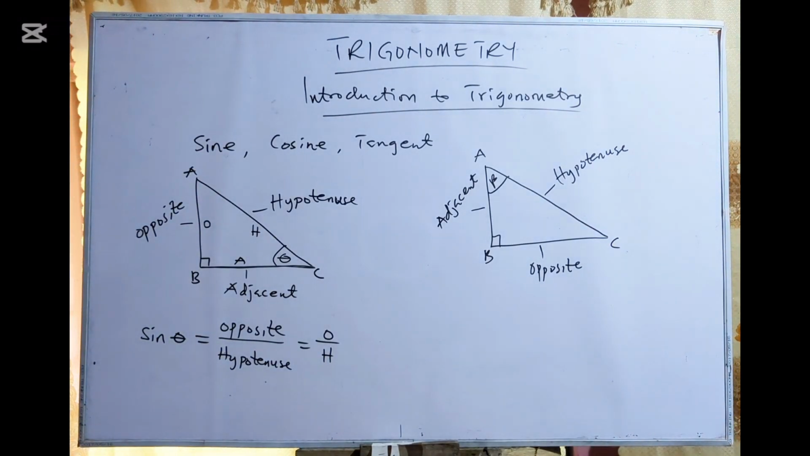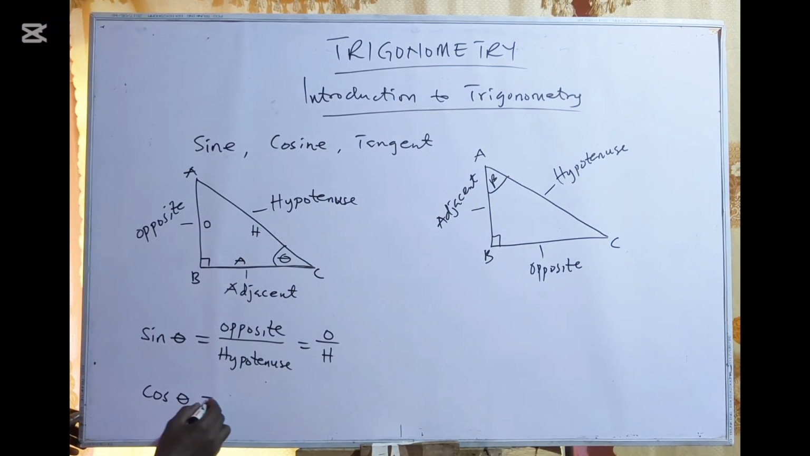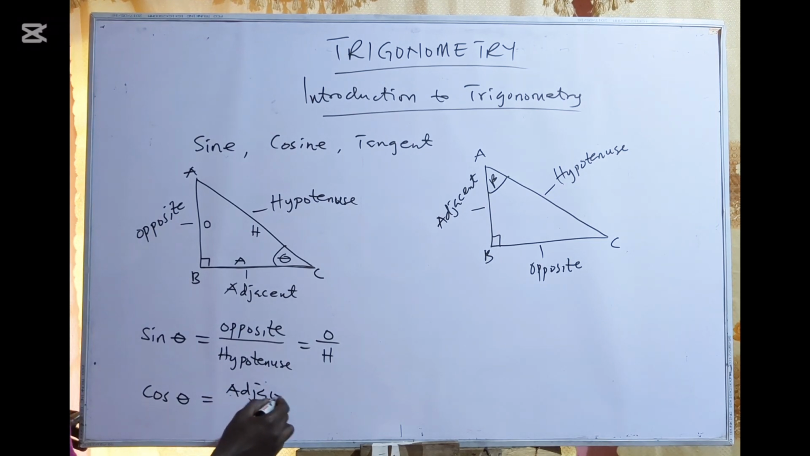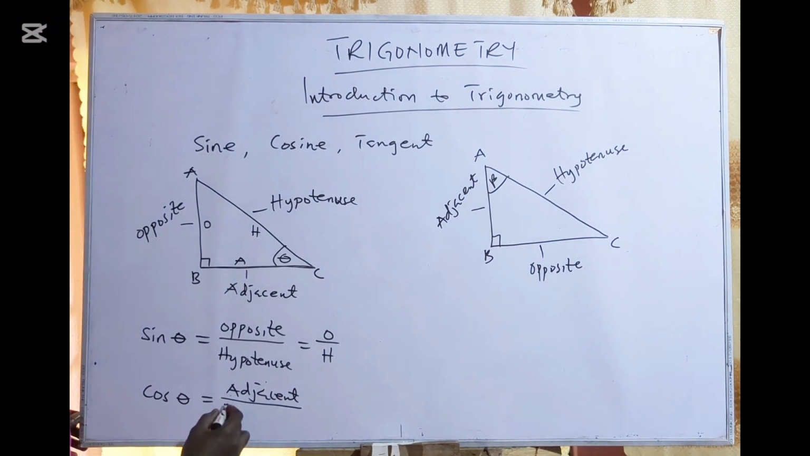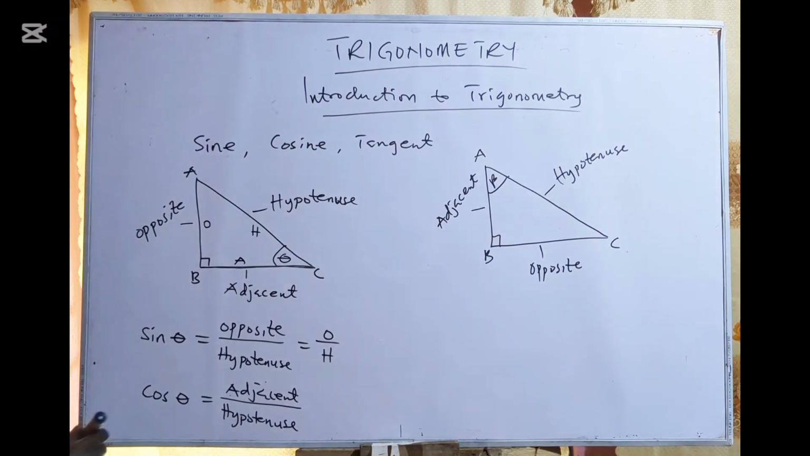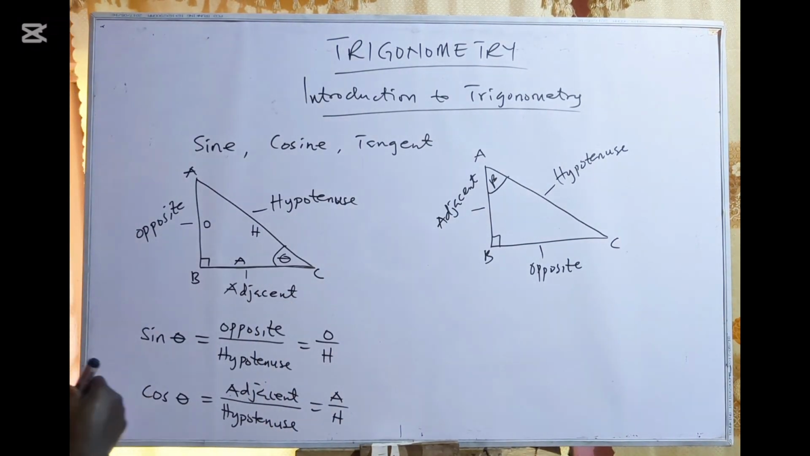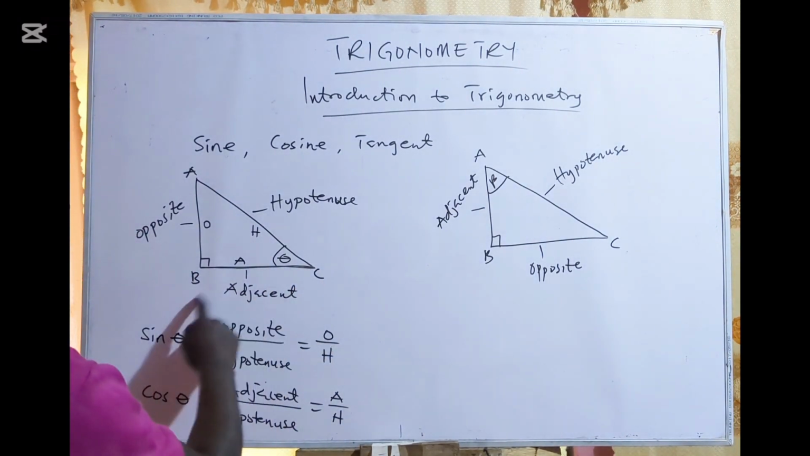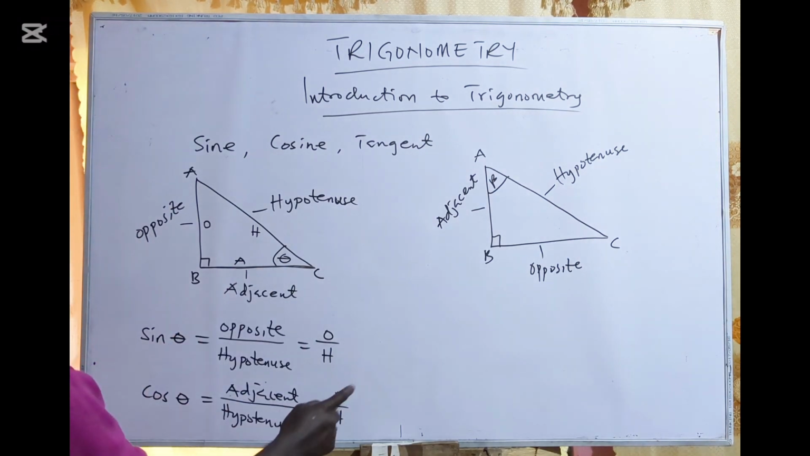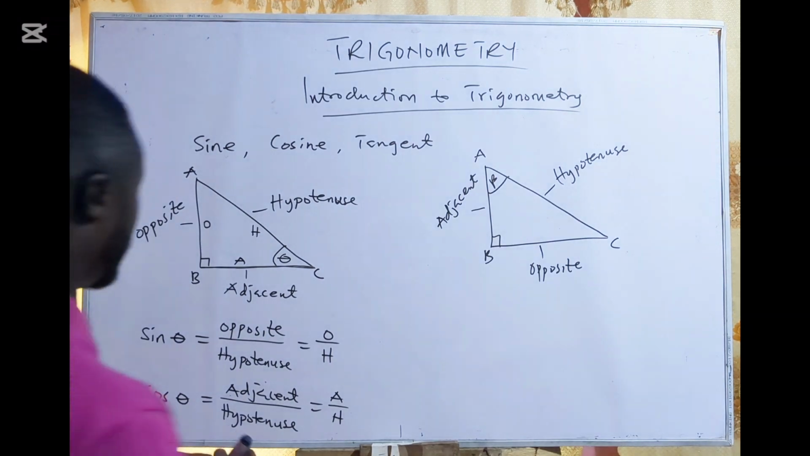That is sine. If I also want to consider the cos, then my cos theta, what is cos? Cos formula is adjacent over hypotenuse. Okay, that is the cosine. So the adjacent is the whole of this side, BC. Let's say BC is A. So A over H, the length BC over the length AC.